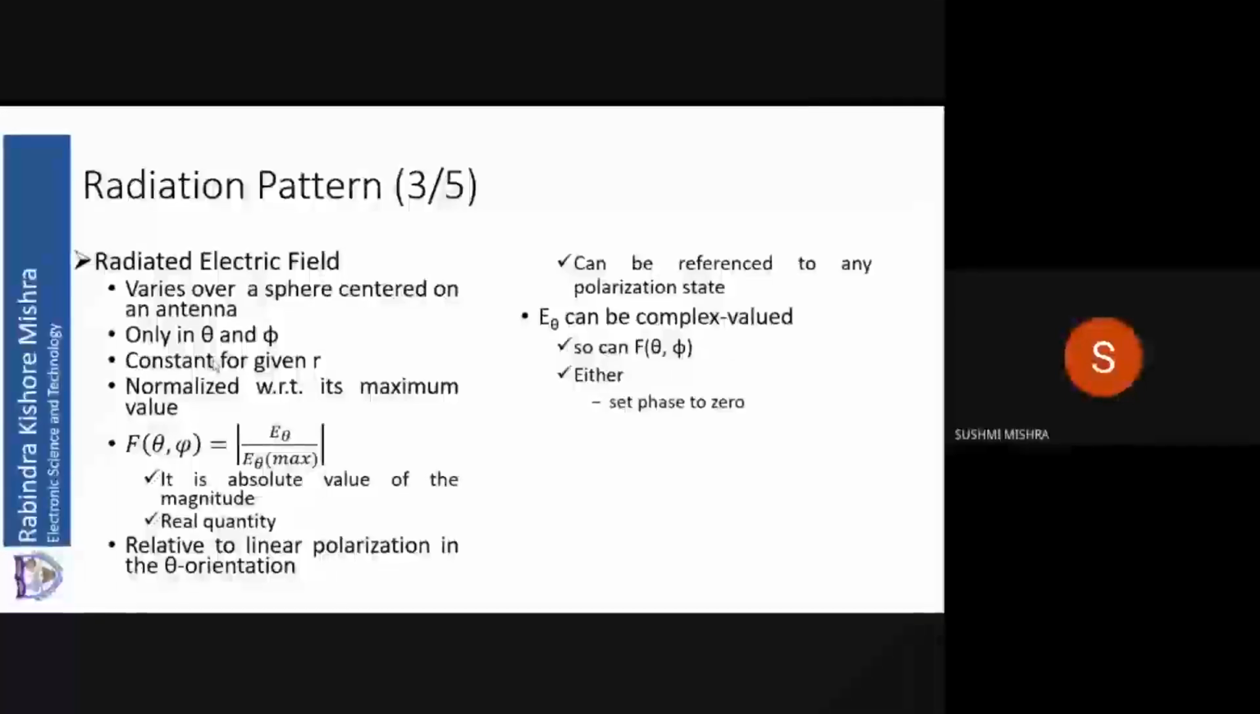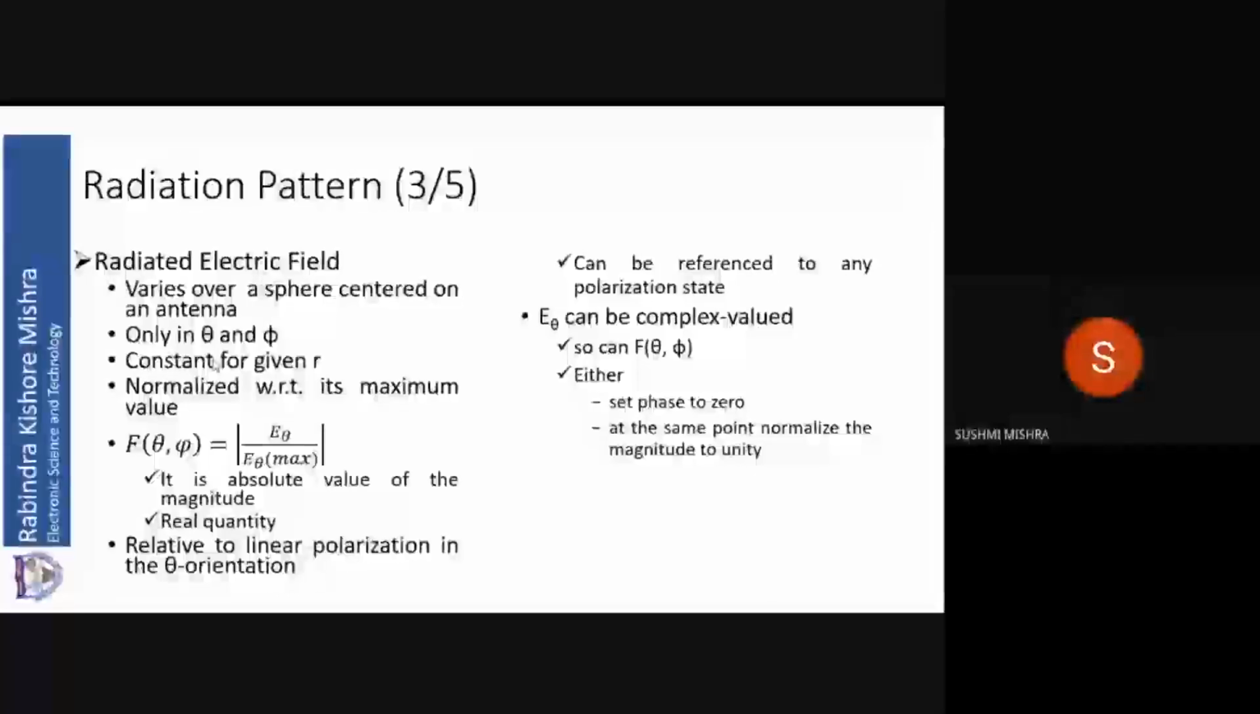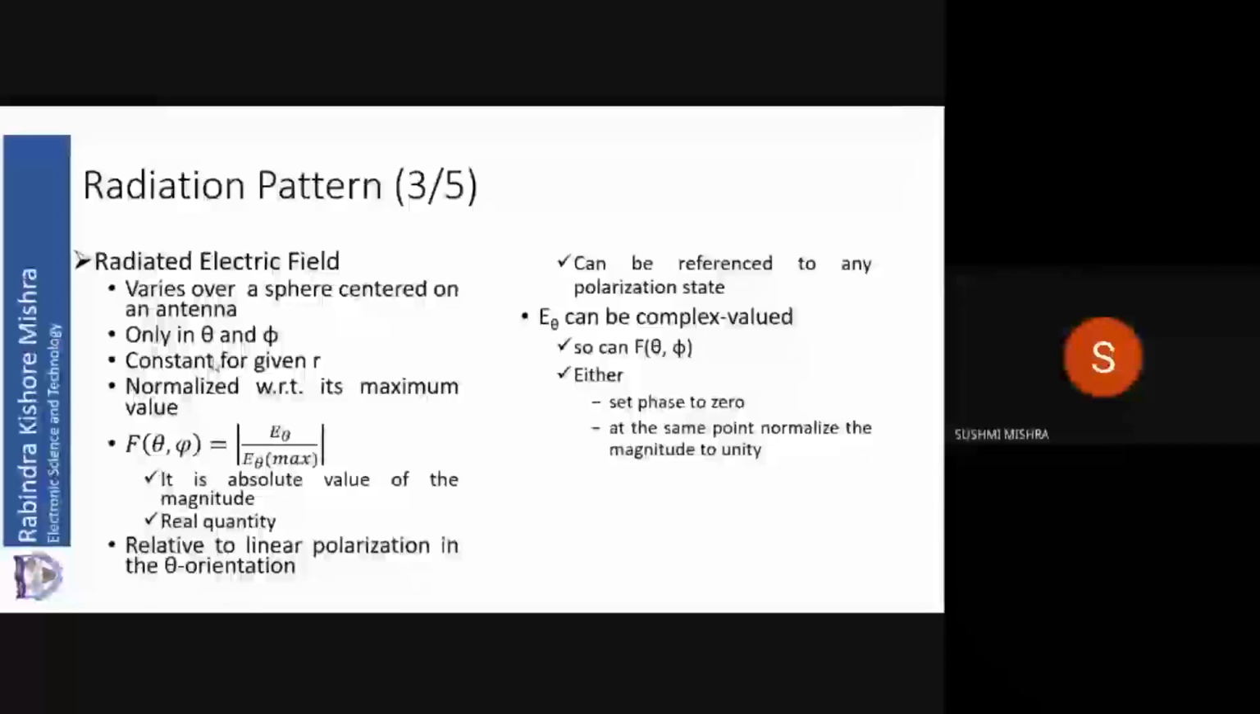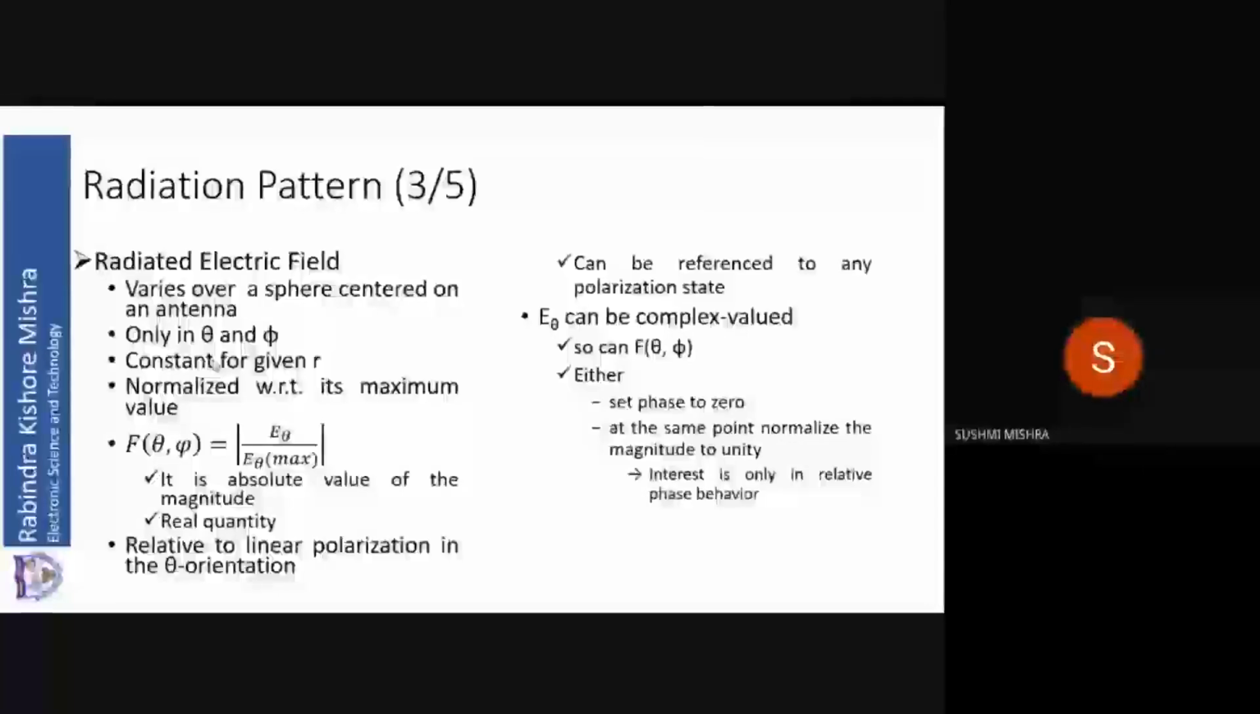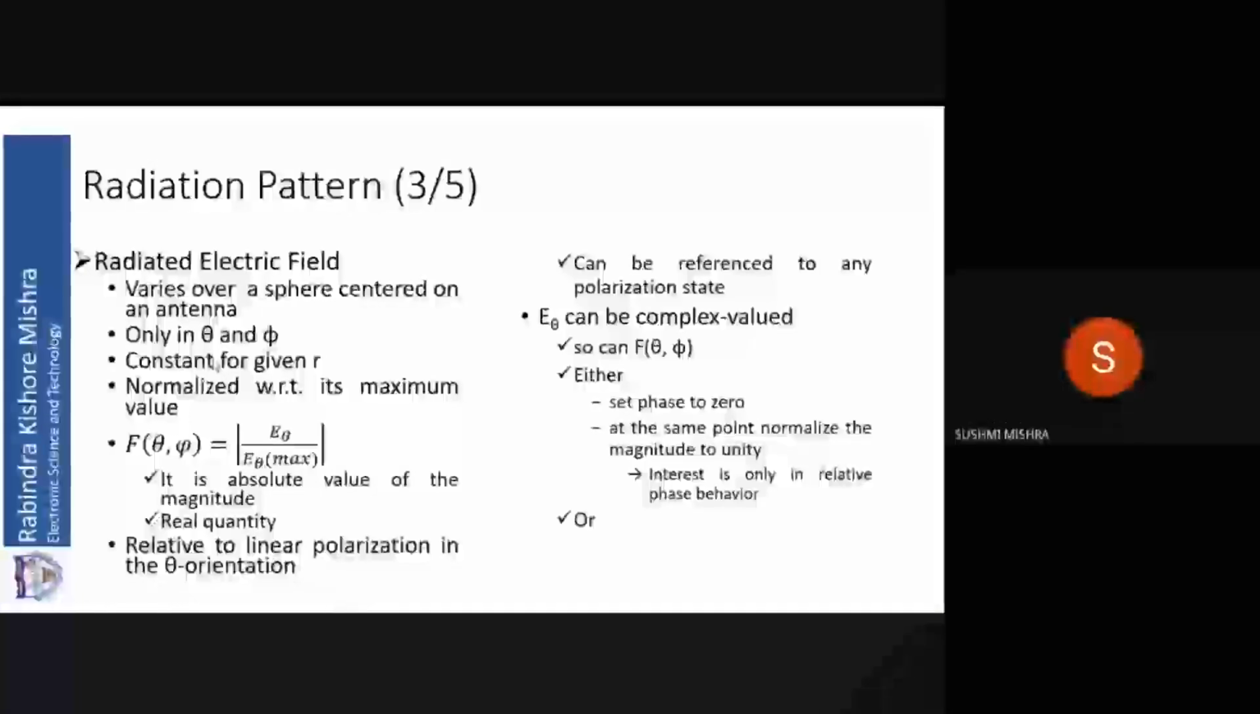Therefore, there can be two conditions for measuring it or for expressing it. First, if it is a complex number, it will have an amplitude or absolute part and an angle or phase part. Set the phase to 0. At any point of time, say that I am starting at this point, so t is equal to 0, set phase to 0. At the same point, normalize the magnitude to unity. Then the interest is only in the relative phase behavior, so phase is nulled out. We are not considering the effect of phase in that case. This is one way of finding the radiation pattern.